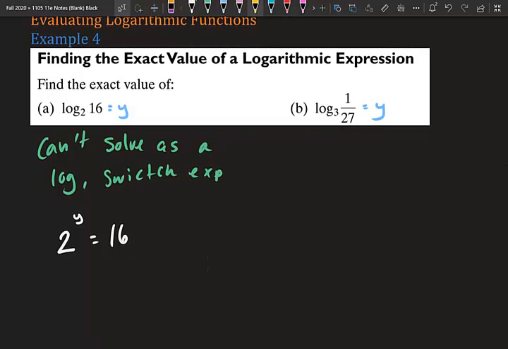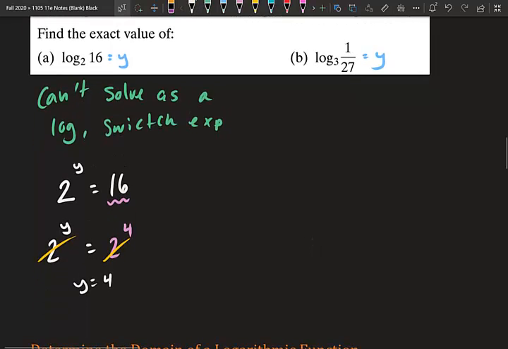So we want the same base. We want to leave it as 2, so 2 to the power of y. And then 16, that's 2 to the power of 4. That's 16. So we get rid of our bases, and we have y equals 4. So for our final answer, we actually have to plug it back in. We have log base 2 of 16 equals 4.